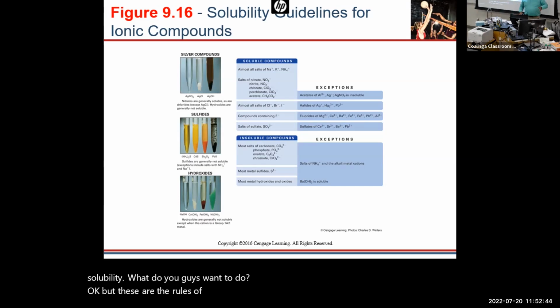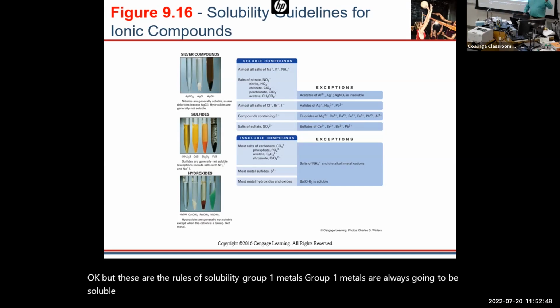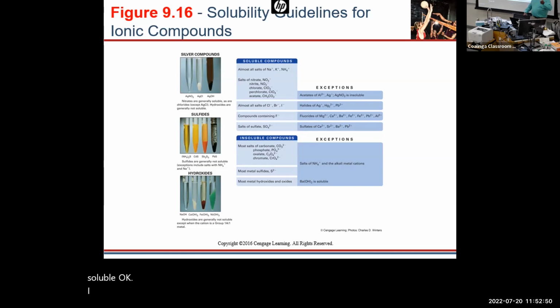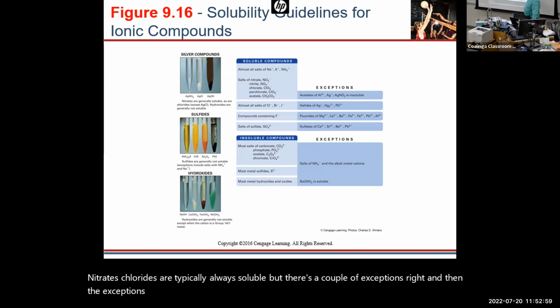Group 1 metals are always going to be soluble. Nitrates and chlorides are typically always soluble. And then the exceptions are always listed over here. So if you guys are in doubt, the exception is there. But they're all on that solubility table.